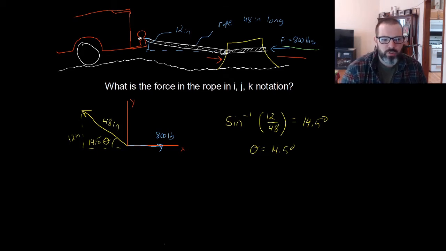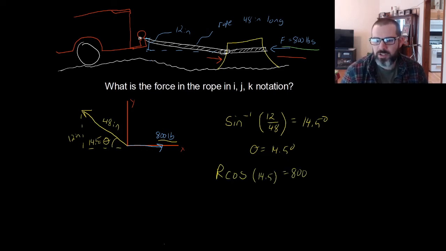So if I want to know what the force in the cable is, we know that to get the I component or X component, which the 800 pounds lines up with perfectly, we would take the force in the vector and multiply it by the cosine of theta. So we know that R, which will be the force in the rope, multiplied by the cosine of 14.5 will equal 800. If we solve this, we find that R equals 826.32 pounds.